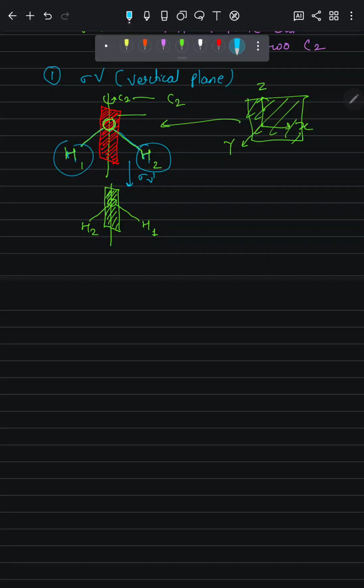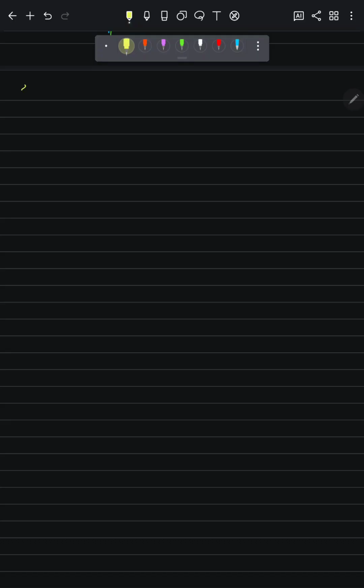So a vertical plane is possible, and we can make another plane in this direction, which bisects all three atoms present, and this is also a plane parallel to the C2 axis, or principal axis. So in the H2O molecule there are two planes possible, and they are sigma v, two sigma v's. Let's take another example to understand the plane of symmetry.